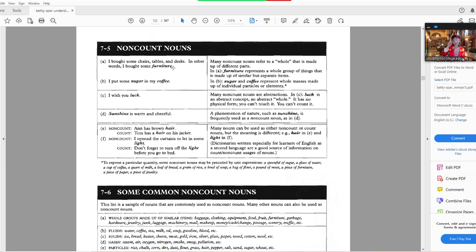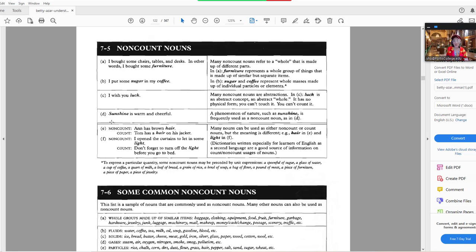So in order to make a non-count noun countable, you have to put a quantifier in front of it. So anyway, I bought some furniture. I bought some pieces of furniture. Then you can make it plural. I put some sugar in my coffee. So if I say I put some cups of sugar or spoons of sugar, that's how you make sugar countable. Otherwise, you can't say I put many sugars in my coffees. So both coffee and sugar are non-count nouns. However, you could say cups of coffee, but you can't say I have many coffees.